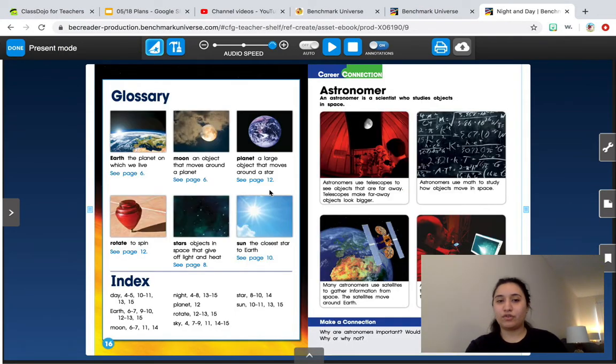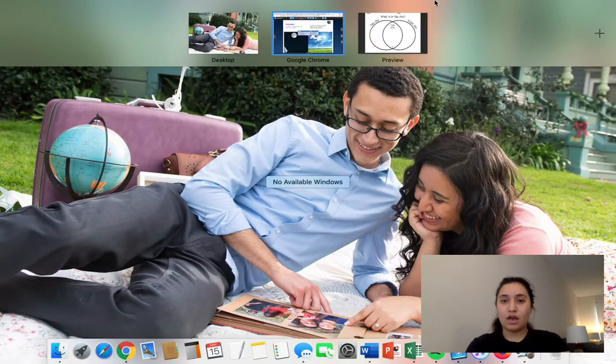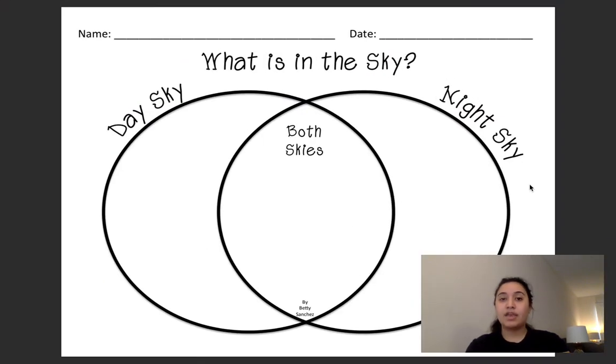And here's just a few cool things that we've learned about just now. So we've learned that the nighttime and the daytime sky are very different, and we have so many different things that make night and day, but they're so awesome and they're so important to our planet. So what we're going to do now is you're going to do this diagram.